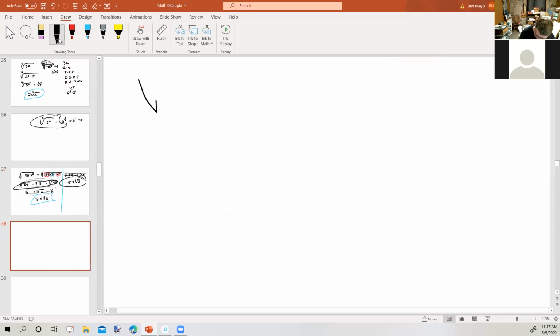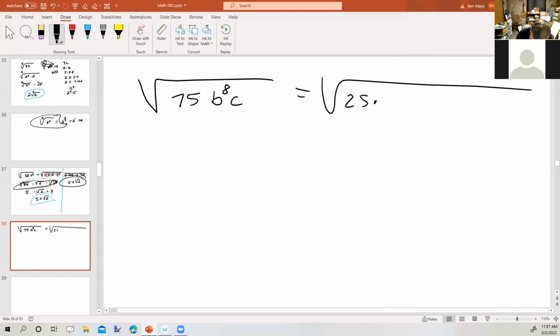Let's see here. We've got the square root of 75 b to the 8th power c. Well, I could write this as 25, that's a square, times 3 times b squared times b squared times b squared times b squared times c. Now, what did I just do? I took all of the b's and wrote them as squares, and then if there were any leftovers, because again, my implied index is a 2, right? 25 is a square, and then all the b squareds are squares. So doing that, I would get this.